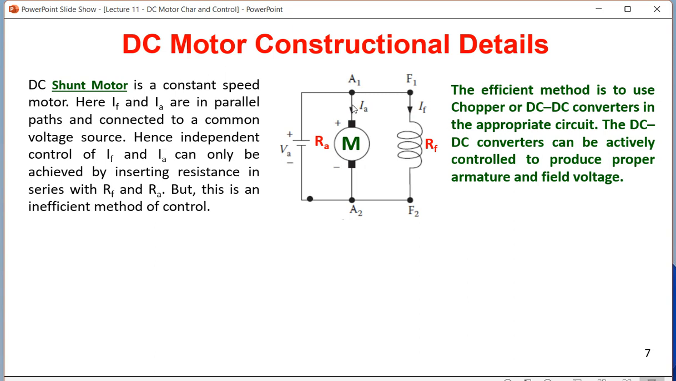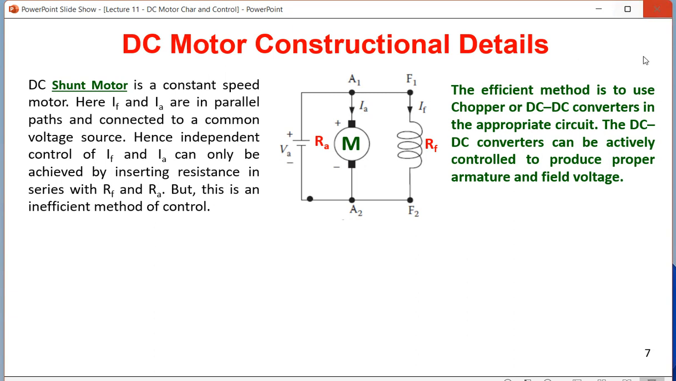If you cut this rheostat resistor, you are going to increase IA. If you cut this resistor in the field, you are going to increase the value of IF. So we put some variable resistances in the armature path as well as the field path. And how much is the armature resistance? It is 2-4 ohm like that. How much is the field resistance? It is around 50-100 ohm like that.